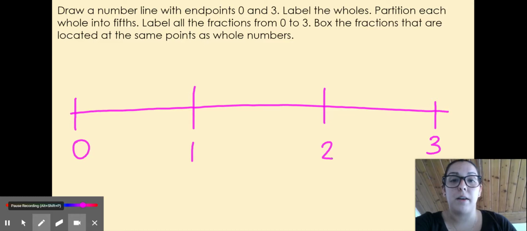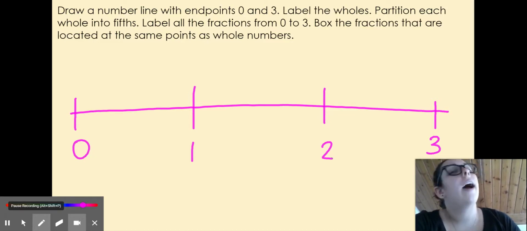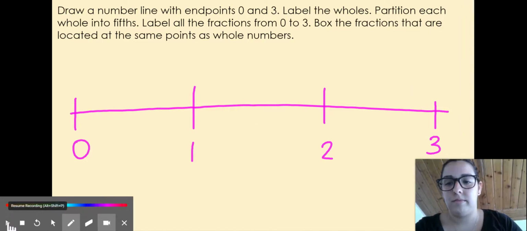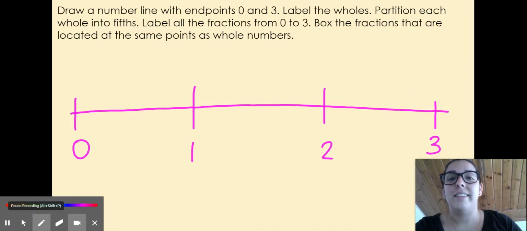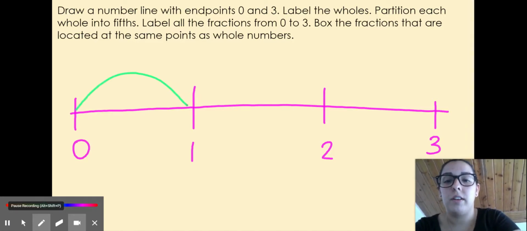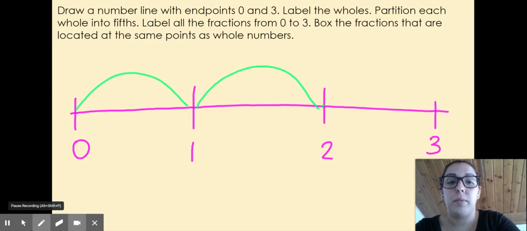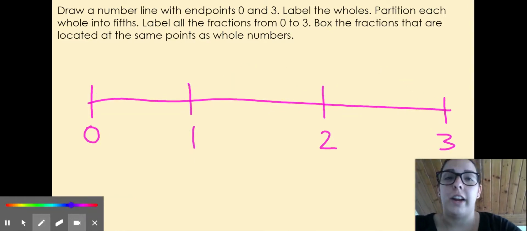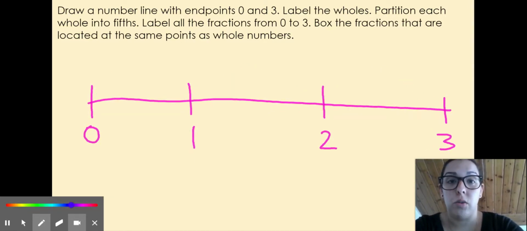Great. Now we're going to take a moment and partition each whole into fifths. Actually, before we do this, I do have a question for you. How many equal parts are there? Take a moment. Got 1 part, 2 equal parts, 3 equal parts. So yes, this number line represents 3 equal parts. All right, now let's go ahead and partition each whole, each equal part, into fifths. Pause the video and do this.